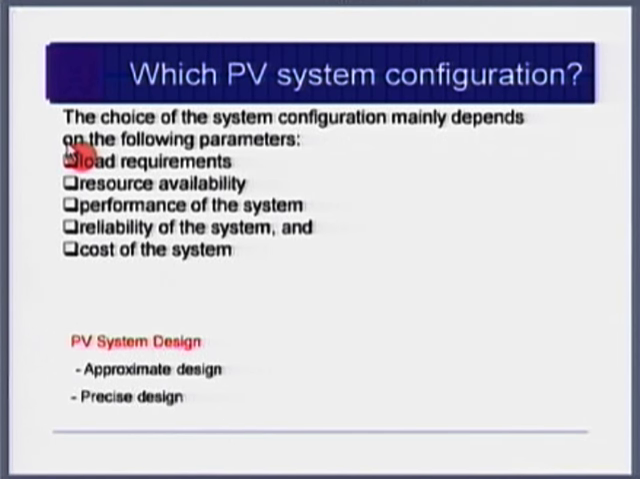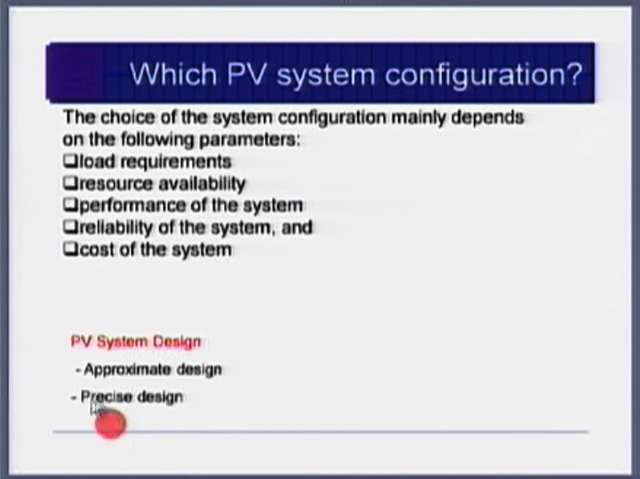Okay, now when you look at the PV system configuration, it depends on many parameters. What is your load requirement, what is your resource availability, what is the performance of the system you want? You want an extremely efficient system. What is the reliability of the system you want, and what is the cost? Reliability means if you are using the PV system for hospital application, then you want it to be 100% reliable, and therefore your system will become a little bit more expensive. But if you are using it for lighting application, or as an example, exhaust fan application, then you don't bother if your fan is running slow or fast, or if your fan is not running in the night, then you don't want that much reliability, and the system can be cheaper. So all these are the parameters which come into the design.